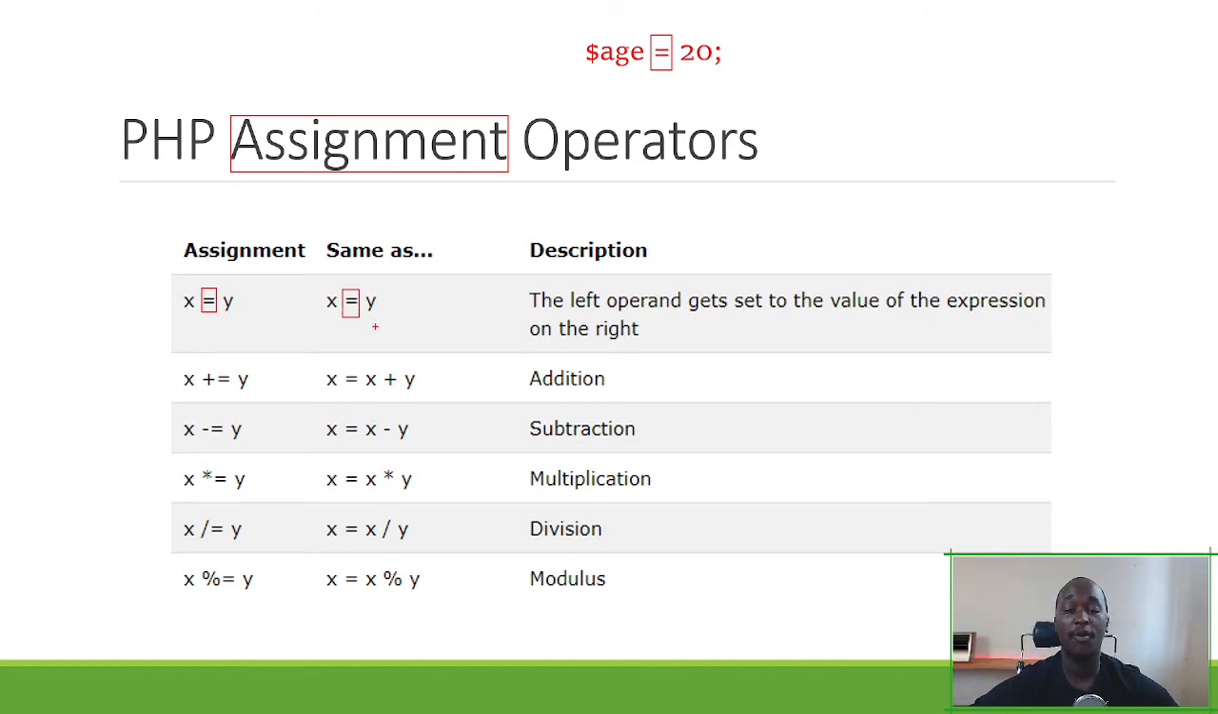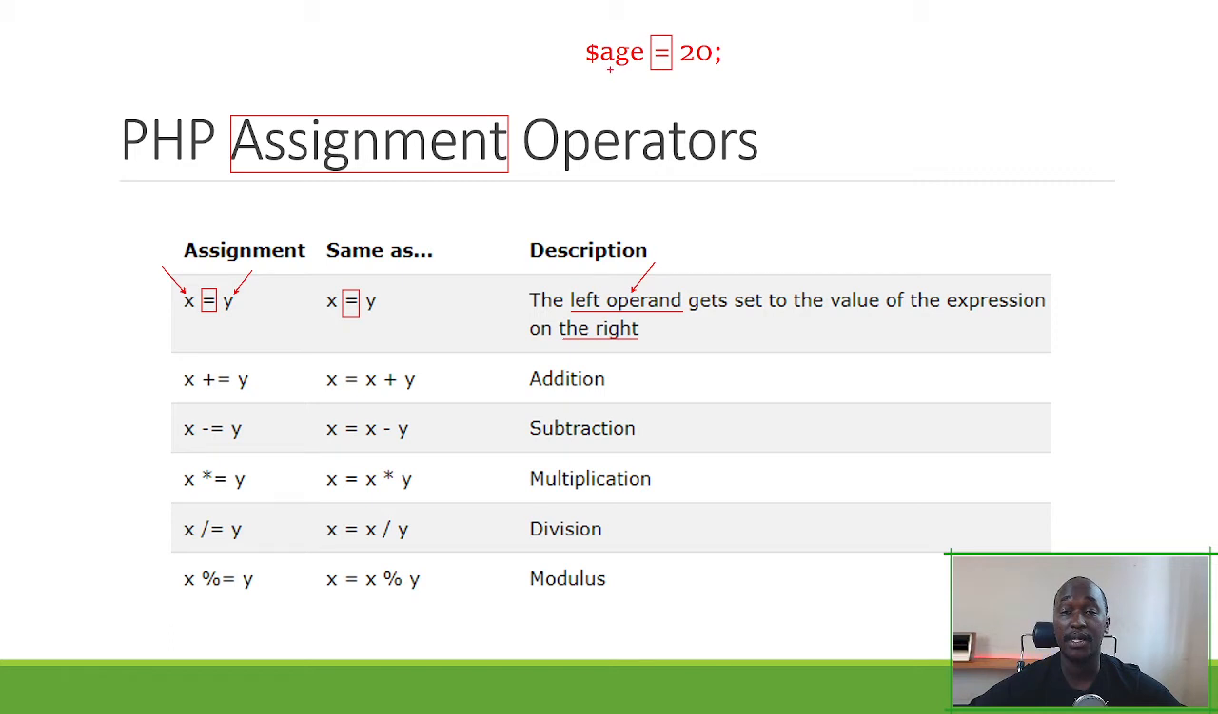It's called the assignment operator. So in this one, the left operand. This is another term, by the way, operand. Whenever you use any operator on variables, then the variables are referred to as the operands. So x here is an operand and y is an operand. The left operand gets set to the value of the expression on the right. So the left, of course, is x, so it's going to get the value that is on the right, which is y.